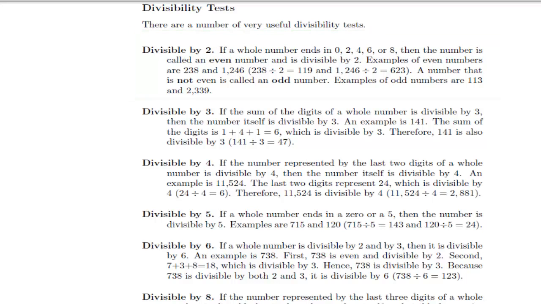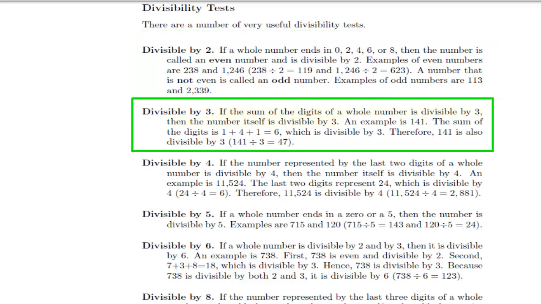Divisible by 3. If the sum of the digits of a whole number is divisible by 3, then the number itself is divisible by 3. An example is 141. The sum of the digits 1 plus 4 plus 1 equals 6, which is divisible by 3. Therefore, 141 is also divisible by 3. 141 divided by 3 equals 47.